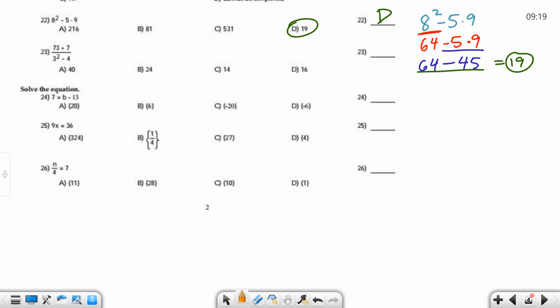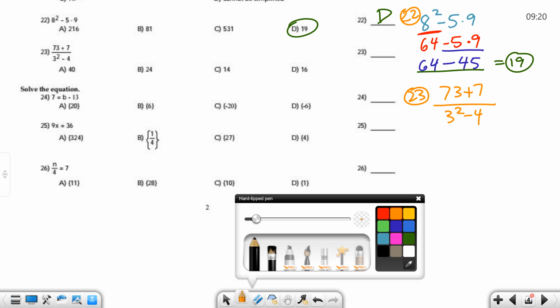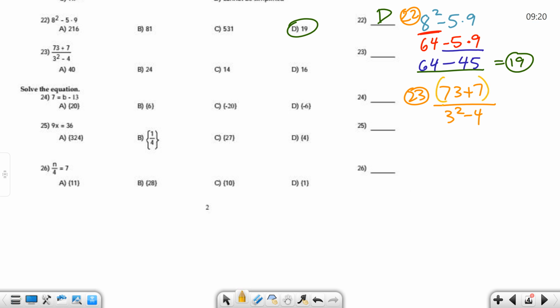So that was 22. And then 23, 73 plus 7 over 3 squared minus 4. When you have a fraction written like this, with a horizontal fraction line, which is my favorite way to write a fraction, it is understood that you have parentheses around the entire numerator and the entire denominator.